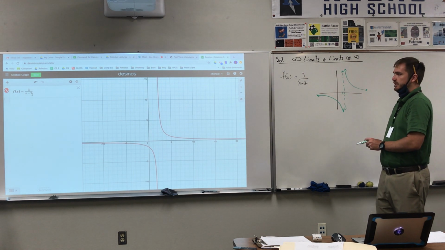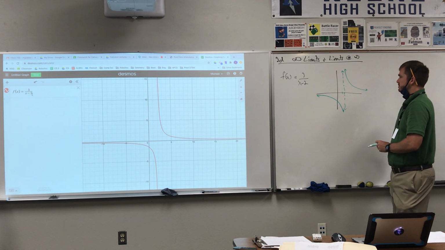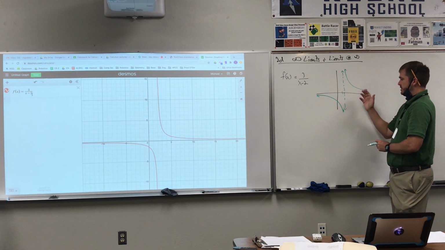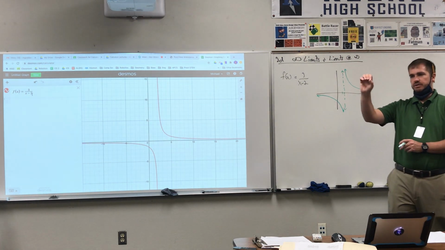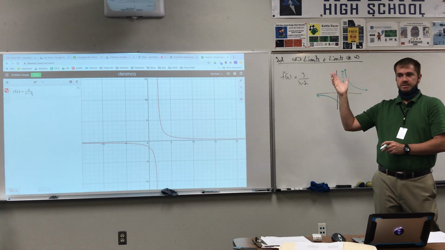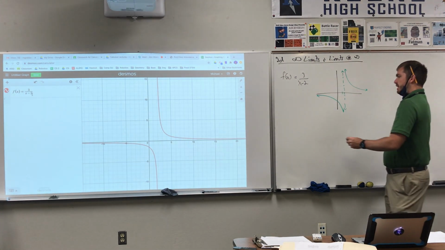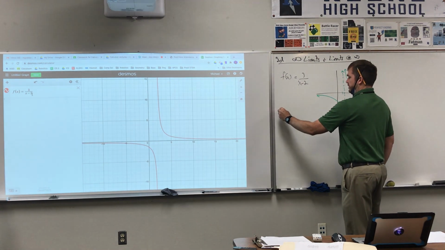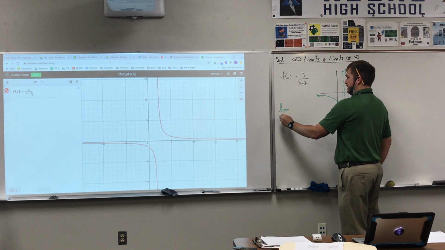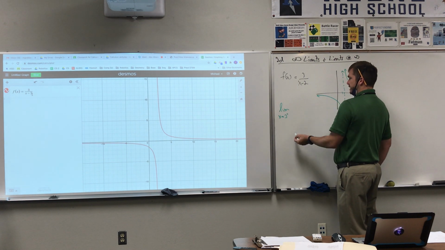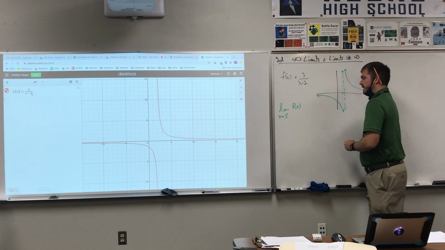Anything that's undefined is not going to be on the graph. So normally when something is undefined, you're either looking at a hole or you're looking at an asymptote. In this case, we're looking at an asymptote. So I could say, what is the limit as x approaches 2 from the right of f of x?